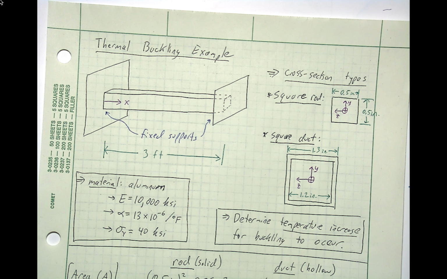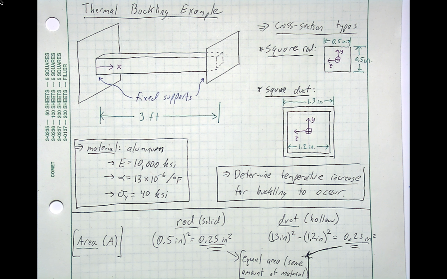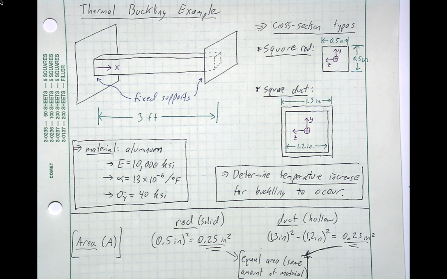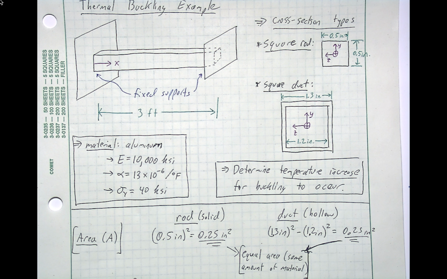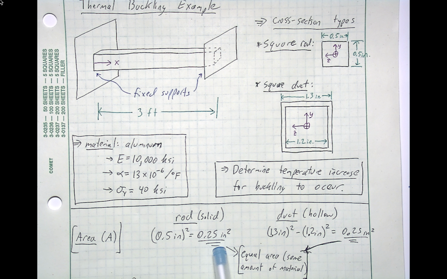So the first step here is to start calculating the important geometrical properties, but first let's just calculate the area, and then we'll see why these two cross-section types are interesting. For the solid rod, the area is just the length squared, which is 0.25 inches squared, and for the duct, which is hollow, I chose it conveniently enough that the total amount of material is the exact same for both. Okay, so they're both 0.25 inches squared.